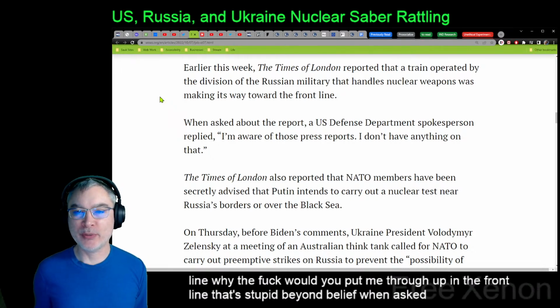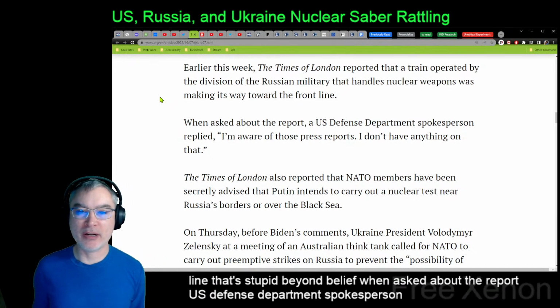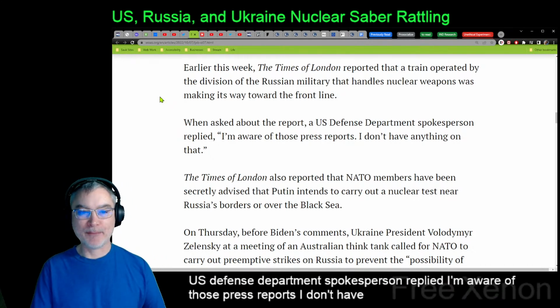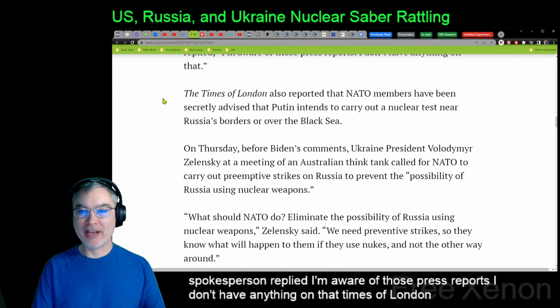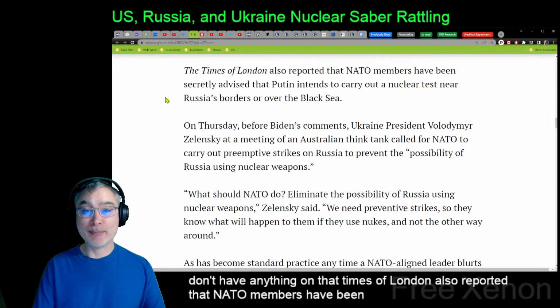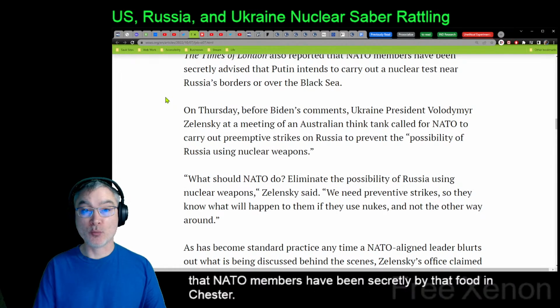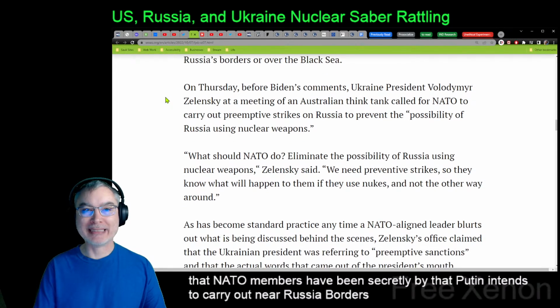When asked about the report, a U.S. Defense Department spokesperson replied, "I'm aware of those press reports. I don't have anything on that." Times of London also reported that NATO members have been secretly advised that Putin intends to carry out nuclear tests near Russia's borders or over the Black Sea.